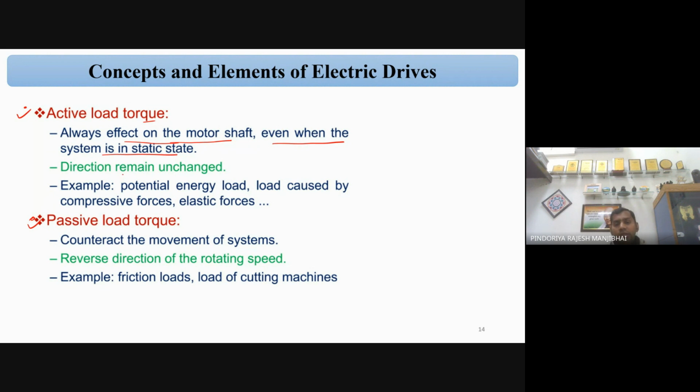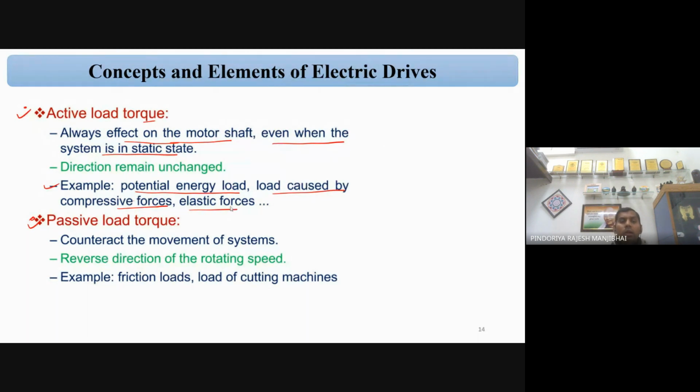The direction remains unchanged. Whenever we have an active load, the direction remains the same, maybe clockwise, maybe anti-clockwise. It will not change. So what are the examples of the active load torque? Examples are potential energy load, and load caused by compressive forces and elastic force. These are a few examples of the active load torque.